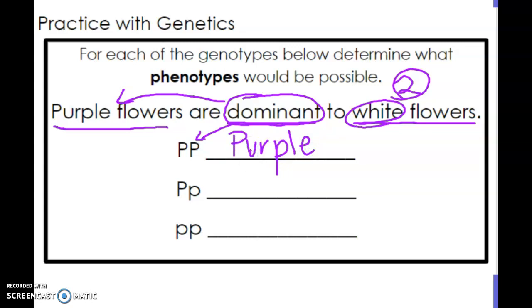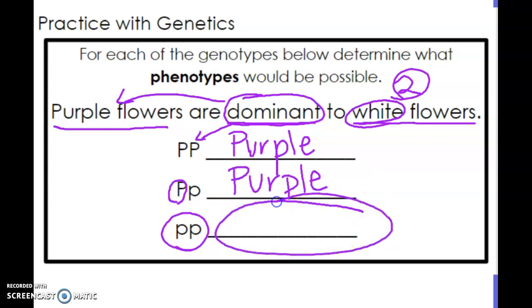All right, for the second one, big P, little p, notice that we still have a dominant letter. The dominant is always going to overpower. So this flower is purple as well. So now looking at this very last one, we've got two recessive alleles. All right, so the phenotype for this one should be what?